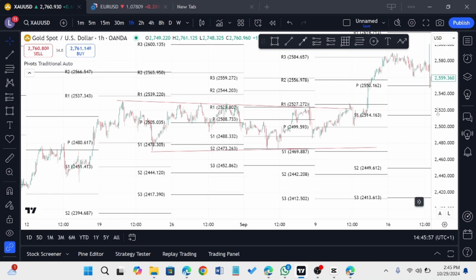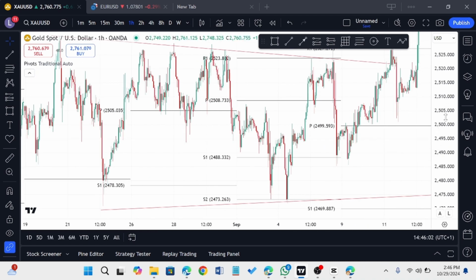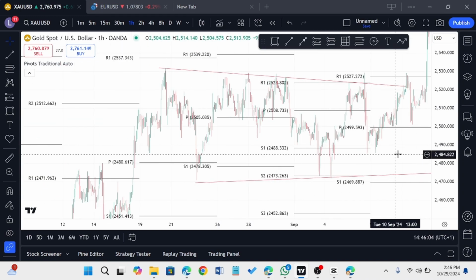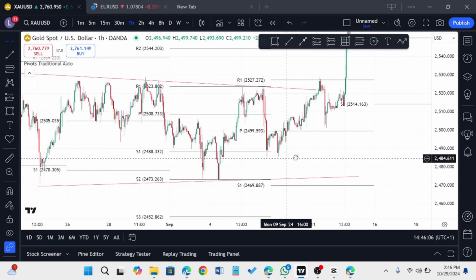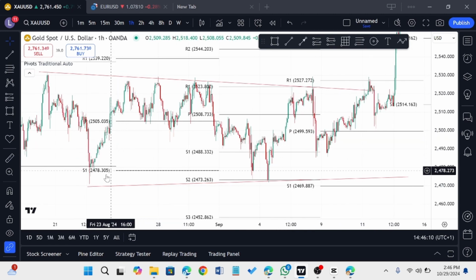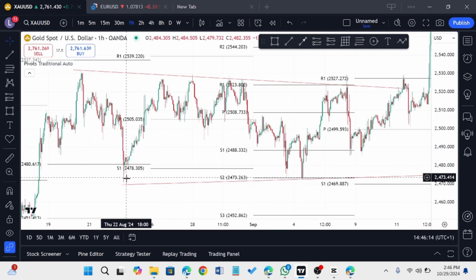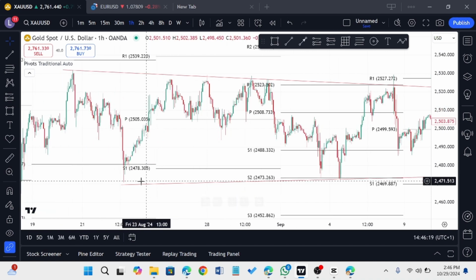So you can see this trend line here. Price was consolidating. You can see as price was consolidating right here, and you can see price got to the S1 here, which is the support, and we had this reaction.